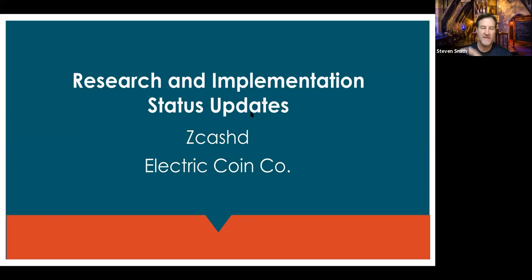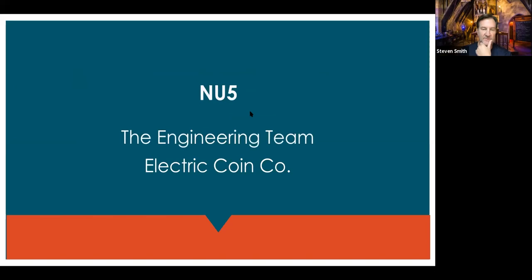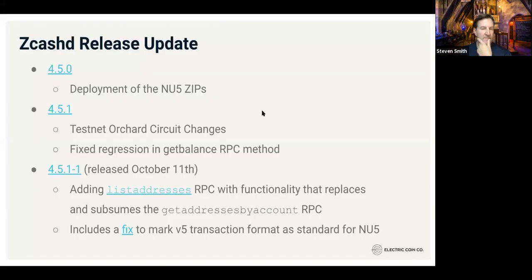Okay. Zcash update at the moment is basically all NU5, so we'll just hop into that. This is the status of, let's just call these collectively, the testnet releases. At the last call, we had put out 450, 451, and I believe we met on the 7th, and we released 451-1 on October the 11th. We added a couple things in there.